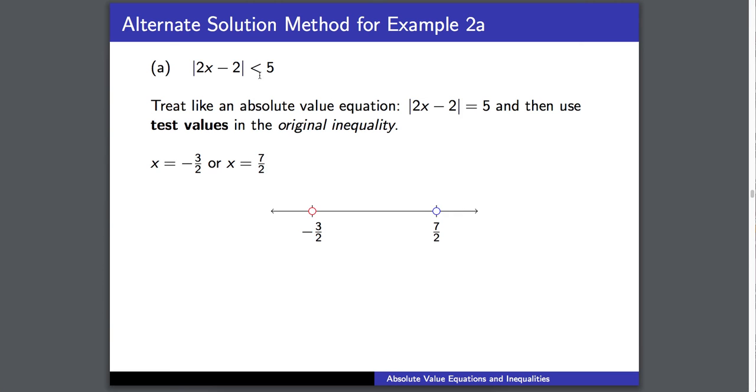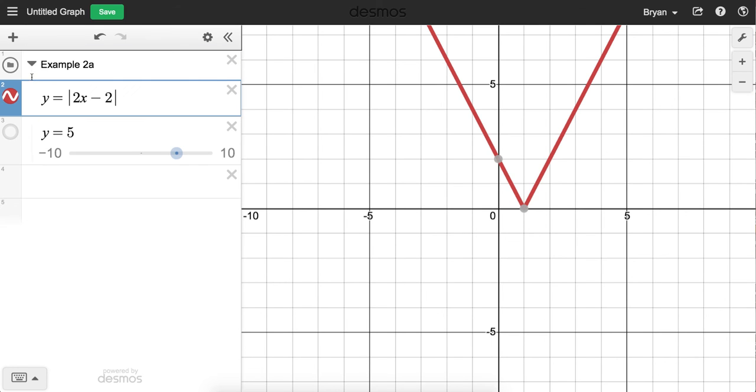Notice we're using open circles because it's less than, not less than or equal to. So what we want to do is test out values that are in each of these intervals, these regions here. And we only need to test out one. So using Desmos, here we have our absolute value of 2x minus 2.